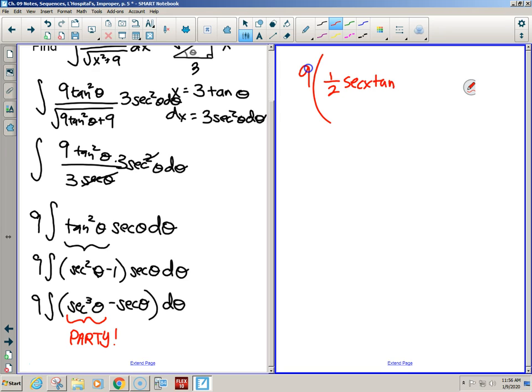Secant x tangent x plus 1/2 ln of secant x plus tan of x plus c. Aha.